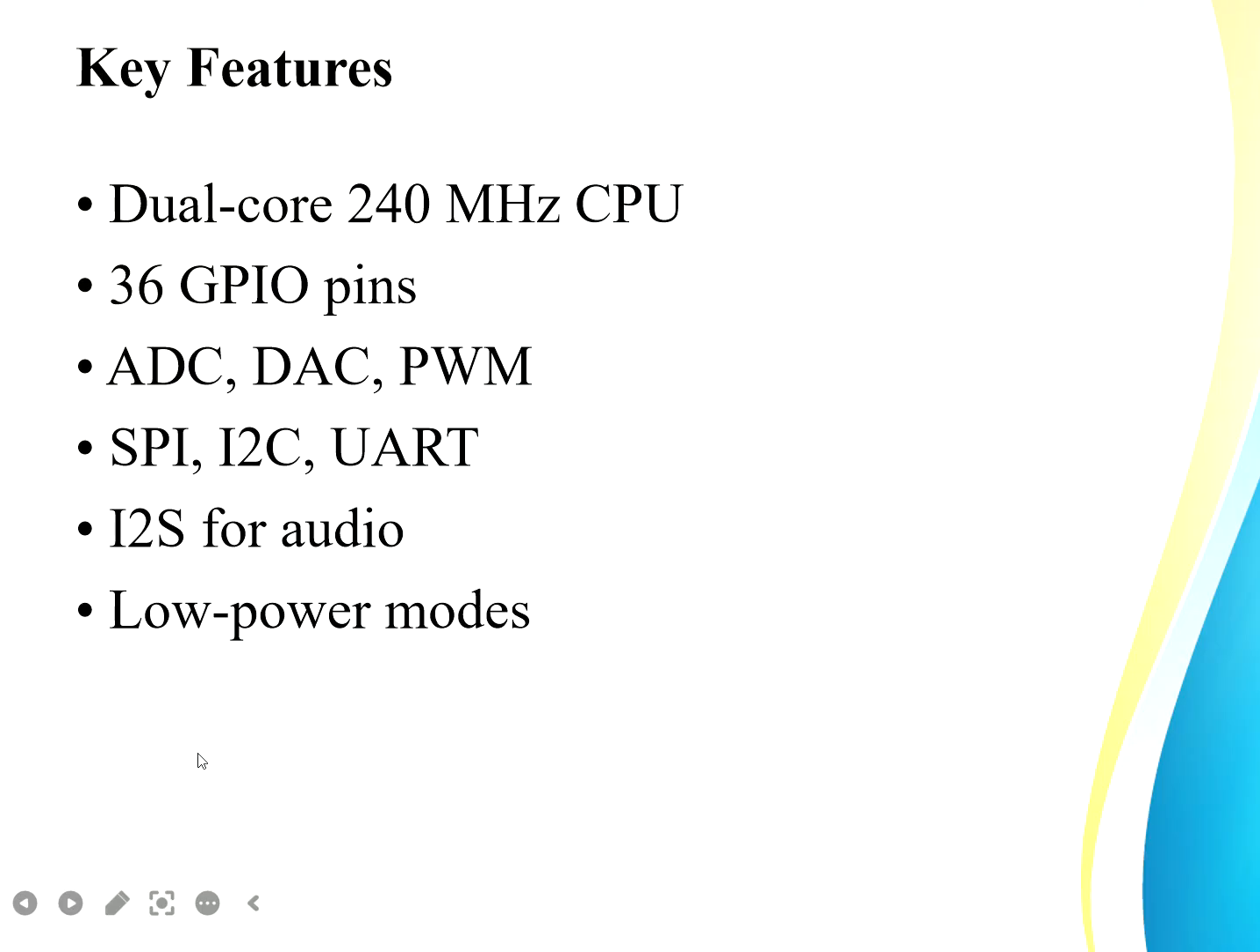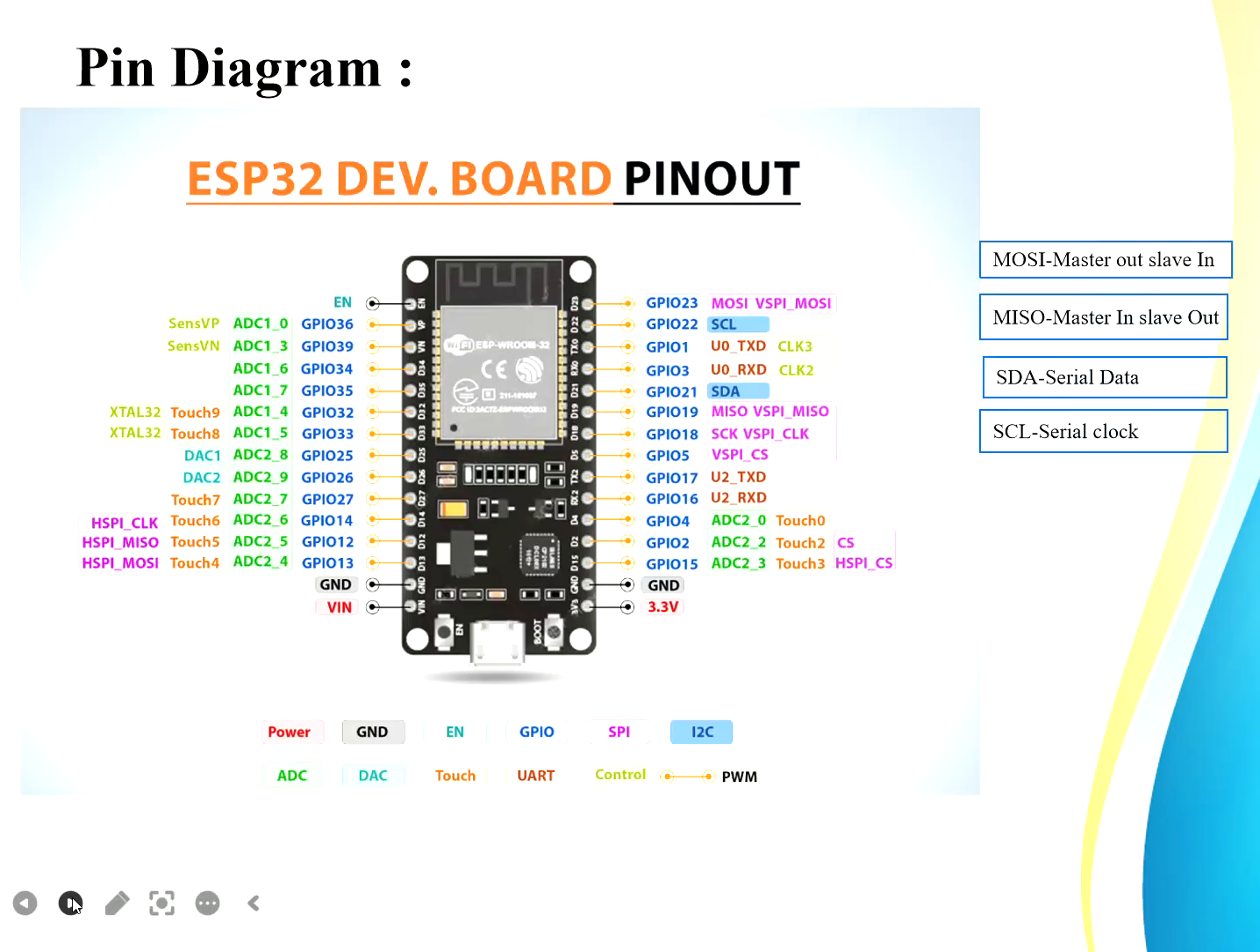It has pulse width modulation pins, serial peripheral interface pins, inter-integrated circuit communication pins, and many universal asynchronous receiver and transmitters. It is mainly used for I2S for audio, because ESP32 is used for many audio applications. We use it for projects like live audio streaming from one place to another place, and getting data from anywhere. These are low power mode applications.